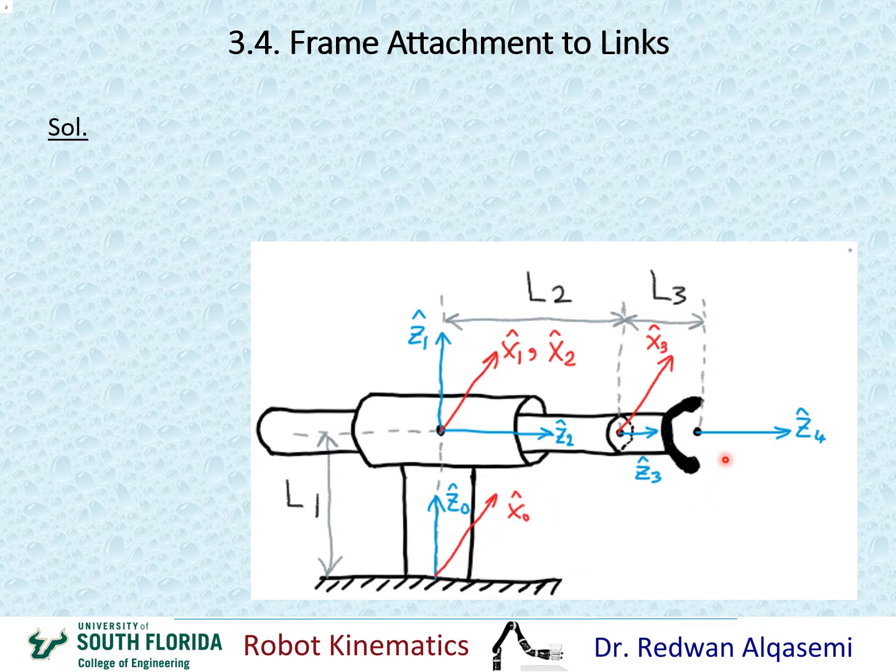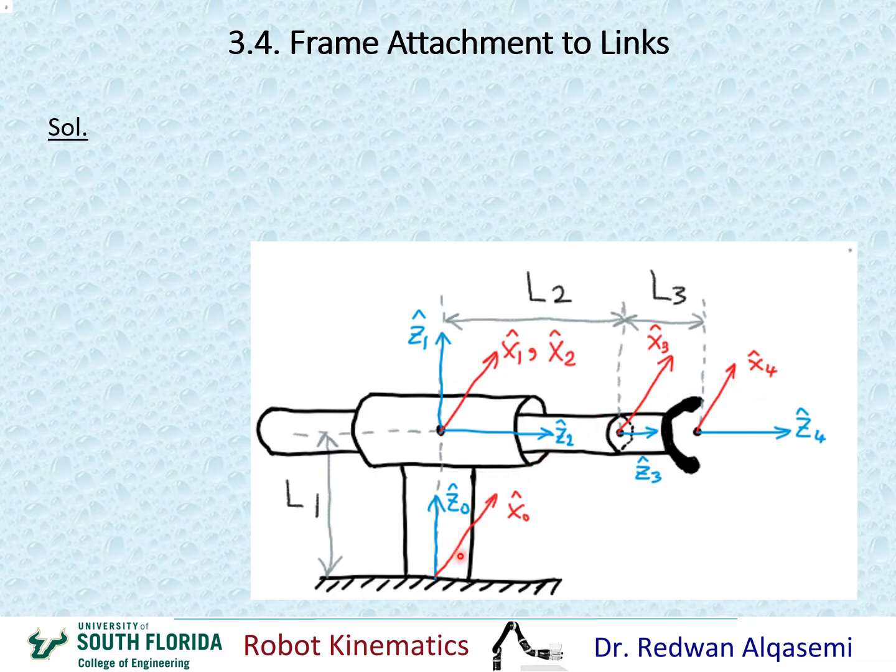Now moving on to x4, again we can choose this arbitrarily as long as it's perpendicular to z4, but in this case it's helpful to choose it along the same direction as x3. This way we can eliminate a theta between x3 and x4. So we can choose it starting from this point, which is the point of interest at the gripper or the effector, and it will be pointing the same direction as x3. So that would be my x4. Now we're done with the x-axis.